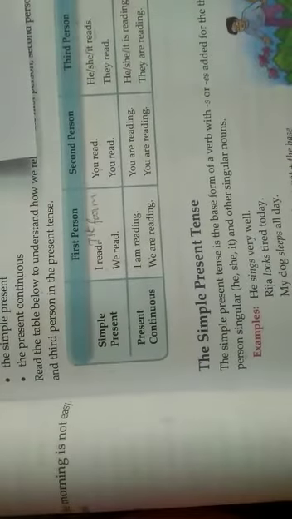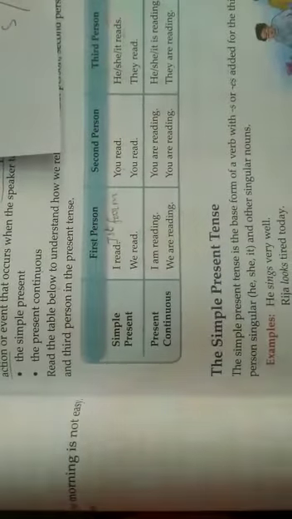Is it clear to you, class? Students, is that clear to you? Just keep this in your mind. If it's the third person singular, and what are the third person singular? He, she, it. Then you add s or es with the first form of the verb. Just keep this in your mind, okay?